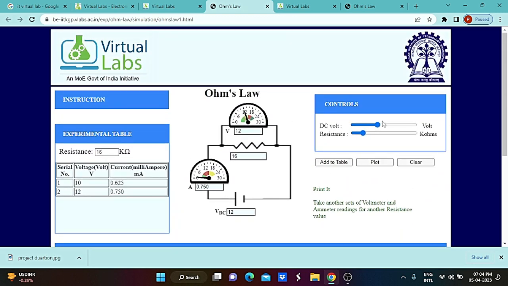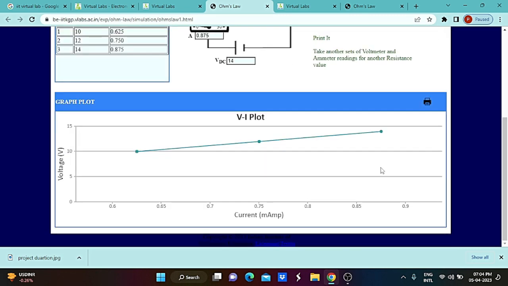Again we can increase the DC voltage. Instead of 12 volt, I just increase to some other value, 14. Again add to table, and that appears in this experimental table. Again you can plot it. So the corresponding voltage and current relation is plotted in this graph here.